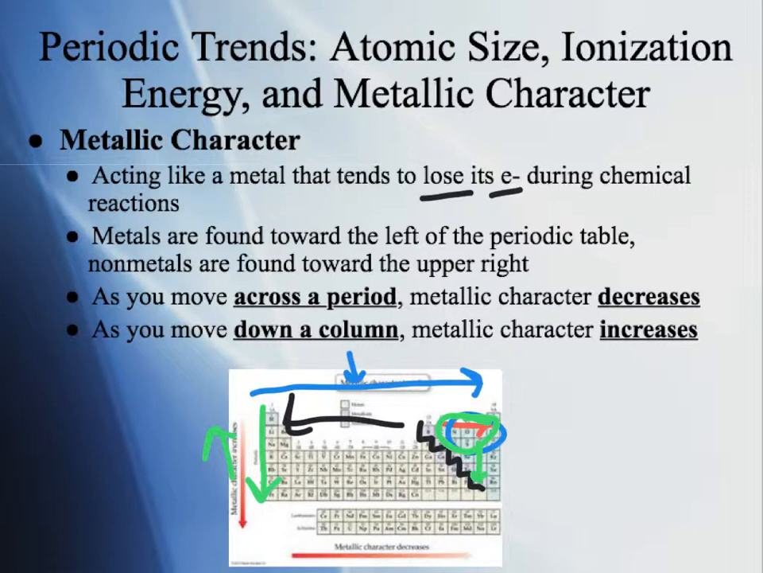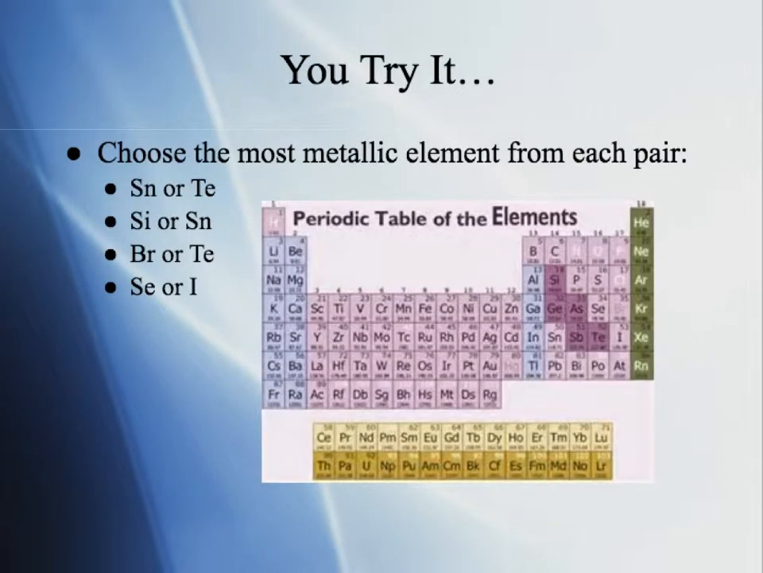Okay, so let's take a look at some examples. In this one, we're going to choose the one with the most metallic character. We have tin and we have tellurium here. Remember, as you go across, metallic character is going to decrease because you run into those nonmetals, which are not metallic. So the most metallic element would be tin, since it's on the metal side of that staircase, and tellurium is on the other side, so it's going to be less metal-like.